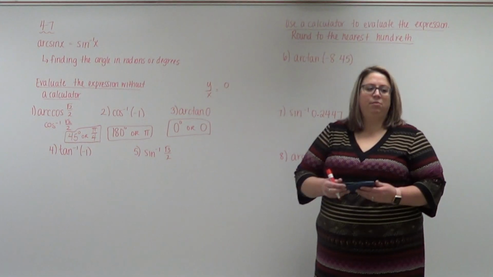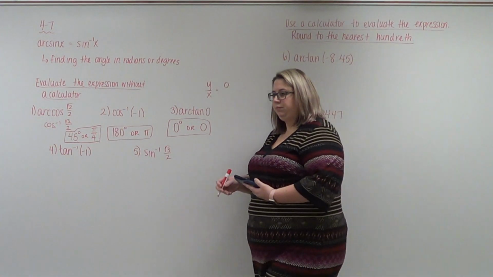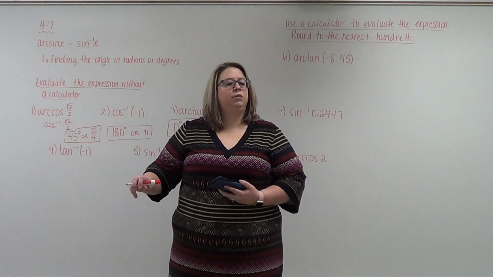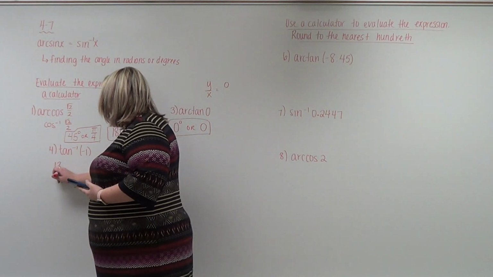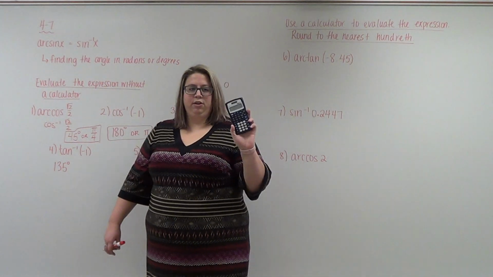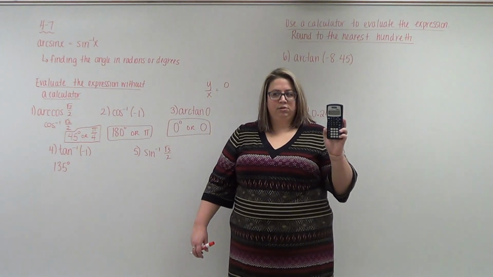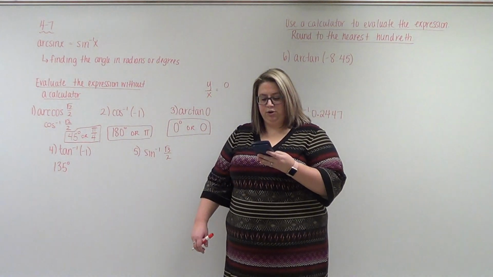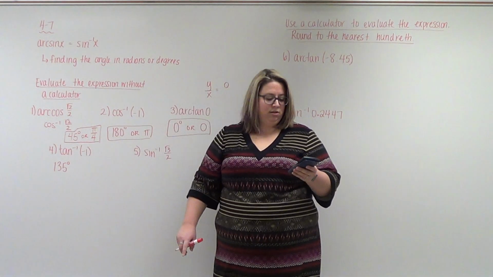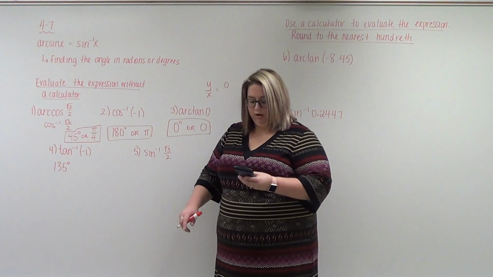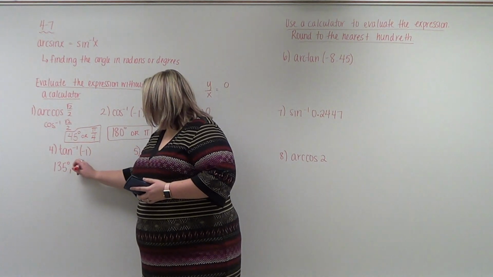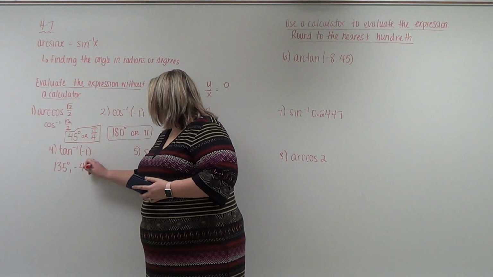Okay, so we have an answer for number 4? 135 degrees. Same. Anyone else have a different one? Anybody do it on their calculator? If you want to do it on your calculator, you would do second tangent, and then you put negative 1 in there. So if you didn't know your unit circle, you would have had negative 45.